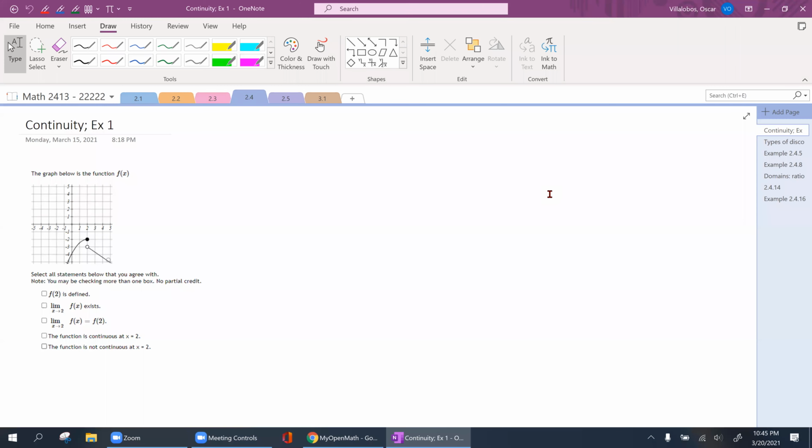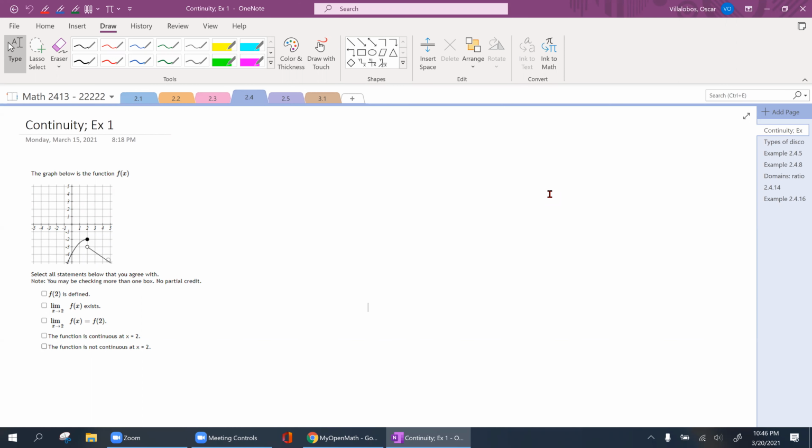Hello class, welcome back. Today we're going to continue section 2.4, continuity. In your book, this is page 179. As we mentioned before, read and skim those sections to have an understanding of what the lectures and the homework are going to be about.